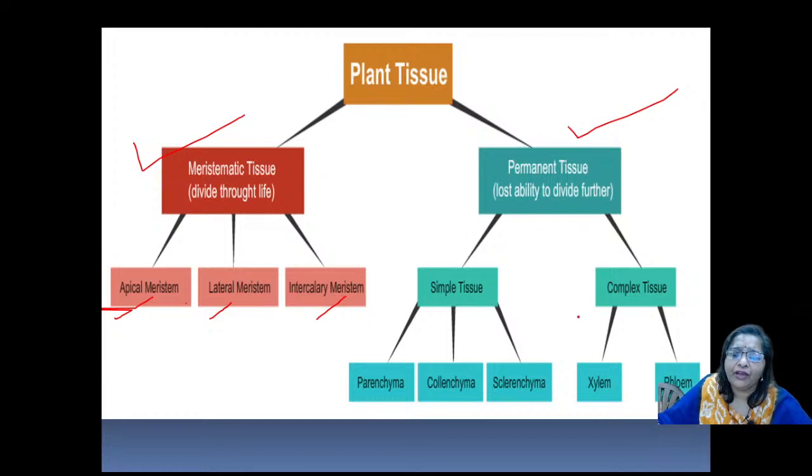In this way, we have seen the different types of plant tissues. I have briefed it for you. I hope you recall all the points.